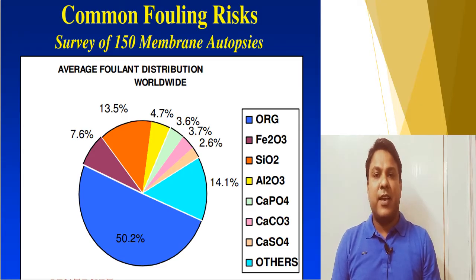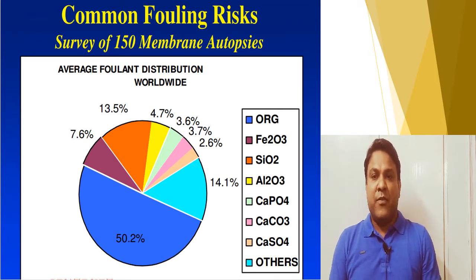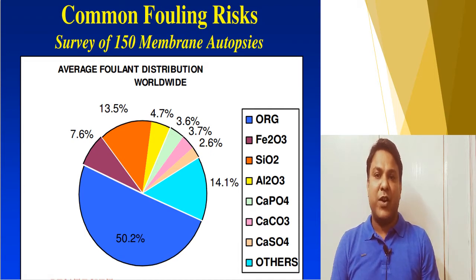Here in the diagram, common fouling risk due to average fouling distribution worldwide has been shown. You may see in the diagram that in general organic foulants play a major role in most of the fouling problems, and they share around 50.2% of total fouling percentage. Further, in case of inorganic or colloidal fouling, silica, iron oxide and alumina are the major inorganic foulants, and they share around 25% of total fouling percentage.